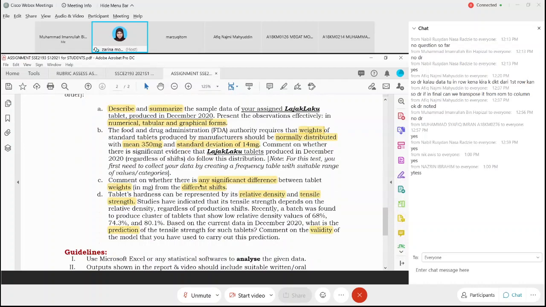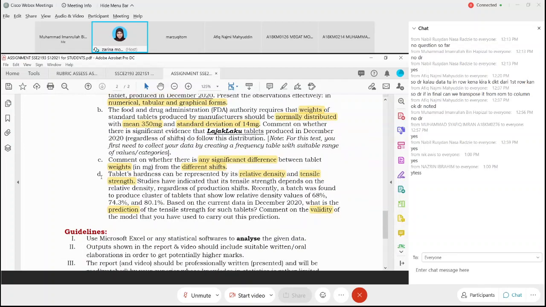For part C, this is where you need to use chapter 6, isn't it? You want to comment whether there is any significant difference between the tablet weights: mu1 against mu2 against mu3, where 1, 2, 3 are the shifts: morning shift, afternoon shift, and night shift. Is there any significant difference between mu morning, mu afternoon, and mu night shift? Testing a difference between more than 2 means requires chapter 6.